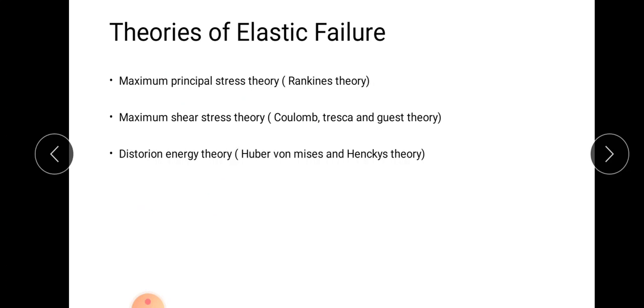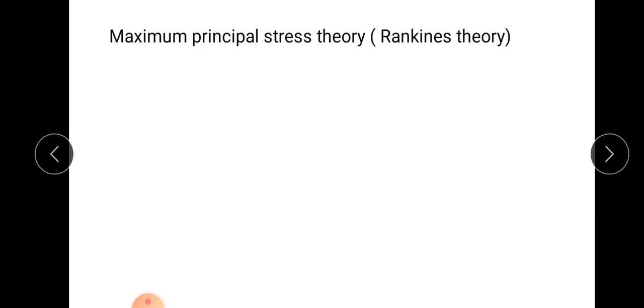Theories of elastic failure are categorized into three main categories: the maximum principal stress theory, also called Rankine's theory; the maximum shear stress theory, also called Coulomb's, Tresca and Guest's theory; and the distortion energy theory, also called Huber, von Mises and Hencky's theory. First of all, let us understand the maximum principal stress theory. What does this theory have to say? I have already created a background. Now let us understand what we mean by the maximum principal stress theory.